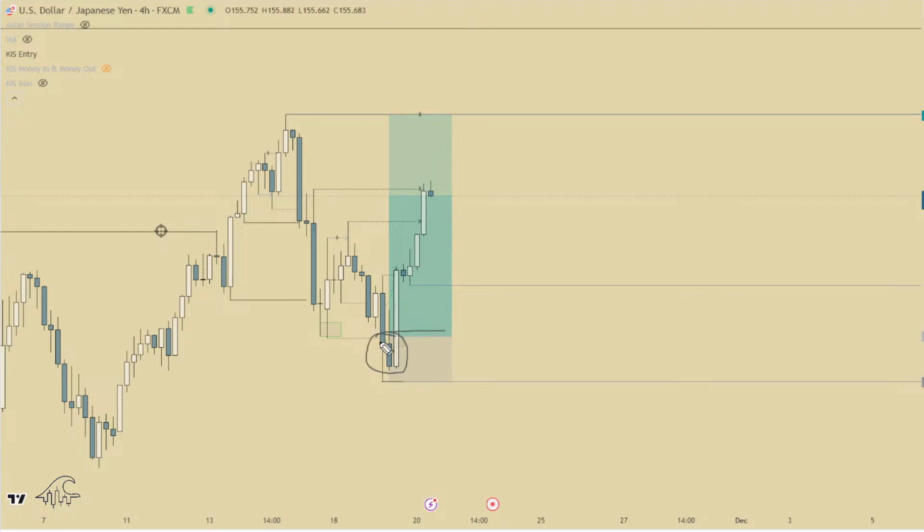Swept the low, entry given. Again, we called this in yesterday's live stream, so go back and watch yesterday's live stream if you haven't already, and you'll see the exact point we called this out and what we were saying about that.